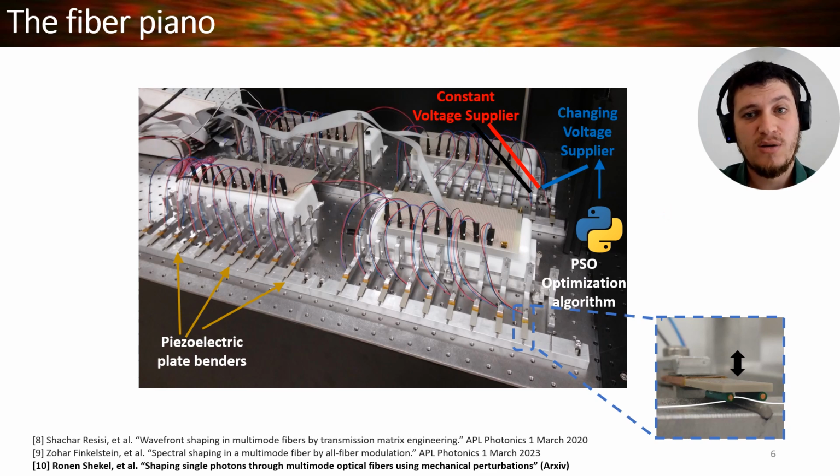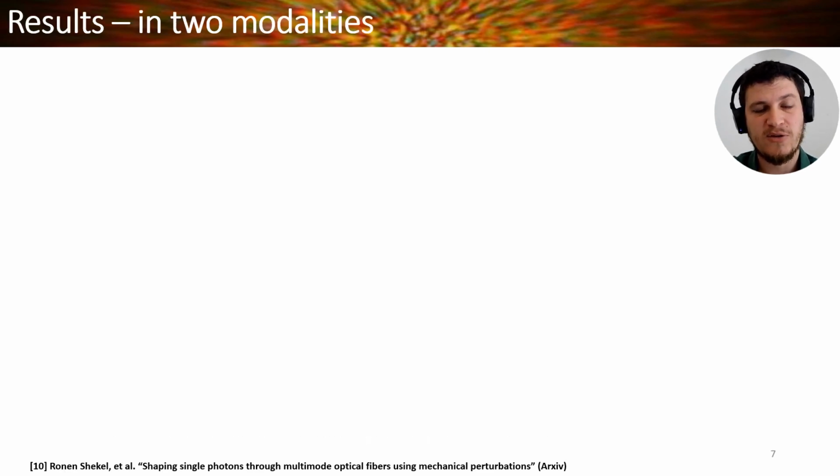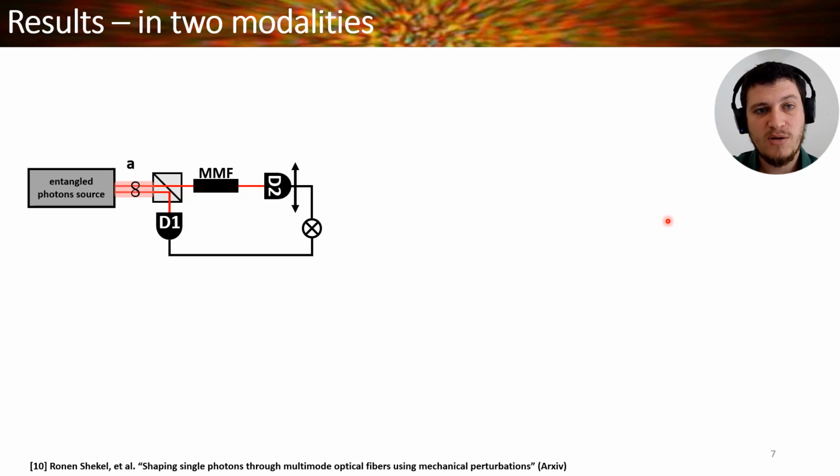So let's see some results. We'll actually show this in two modalities. The first one is what we talked about until now, where we have the beam splitter before the multimode fiber, and only one photon propagates through the multimode fiber.